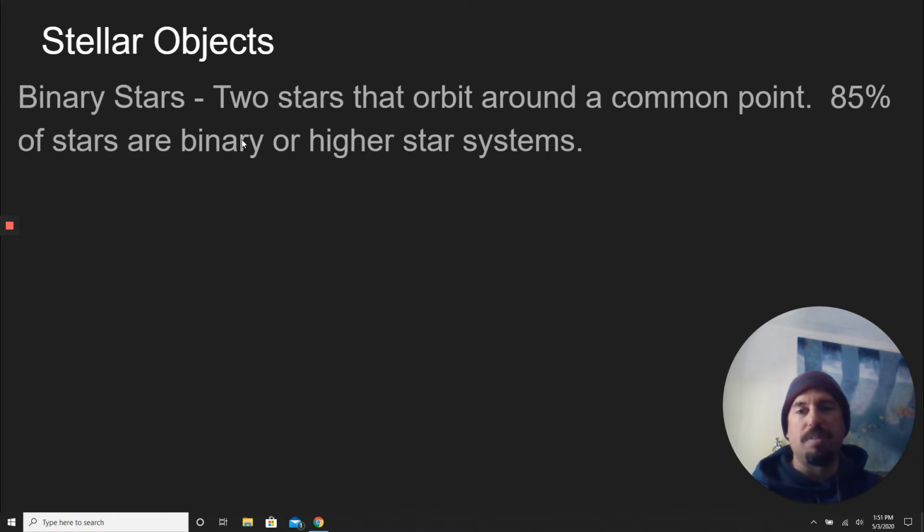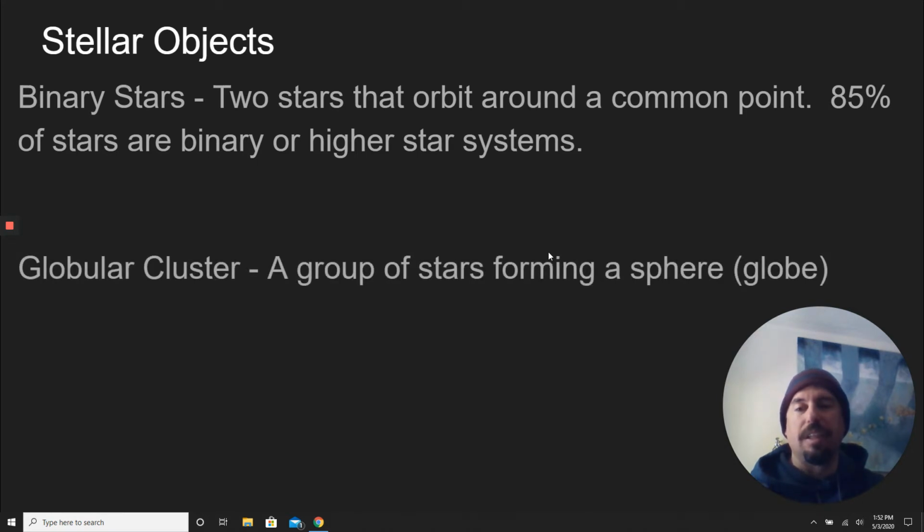Most stars have a twin or a triplet that they're rotating with. And only 15% are like our sun. So our sun is actually pretty unusual in that it's just one single star. A globular cluster is a group of stars that form a sphere or a globe. So it's just a bunch of stars kind of gathered around.